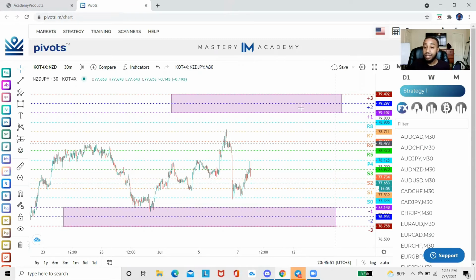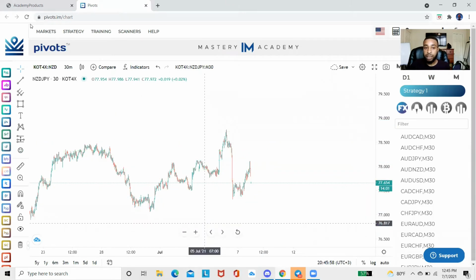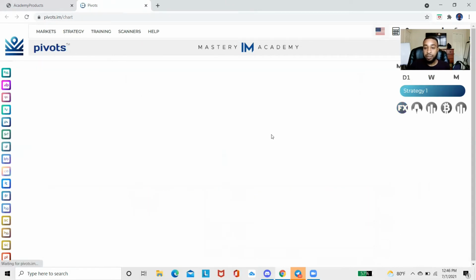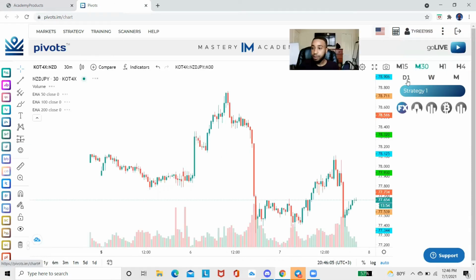So the percentages on the +1 through 3 and the -1 through 3 are going to be way higher than any of these other lines. Okay. So that's really going to be the main thing I wanted to show you guys as far as the pivot scanner. So just know, I'm going to click on another random example.